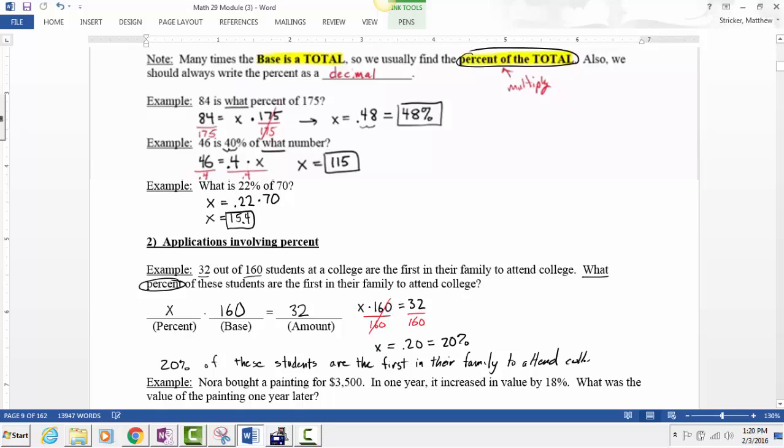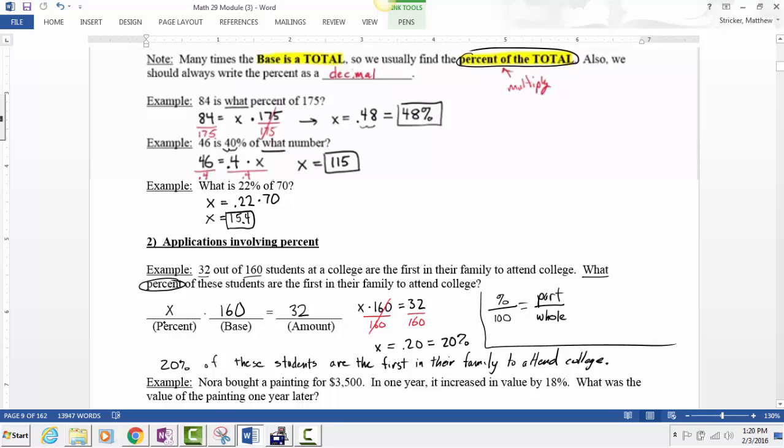Now, some of you may have done this problem in a different way before, and so I want to remind you of one other way you could do this. We could set up what's called a proportion, and the general setup is that you take the percent over 100, and that's the same as the part over the whole, and it will give us the exact same answer as the one we just did.